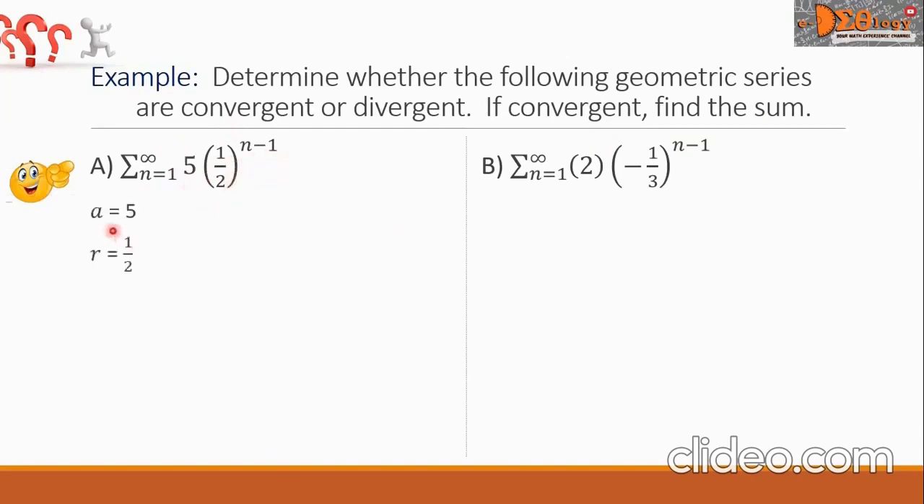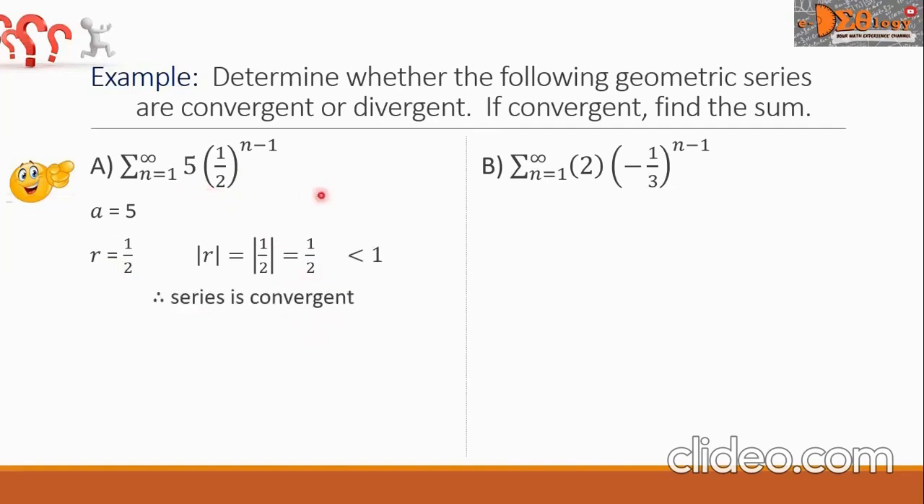Collecting the values, a equals 5 and r is 1/2. The absolute value of r, we can write absolute value of 1/2. And the value here is equal to positive 1/2. We can see that this is less than 1. So we say that the series is convergent.